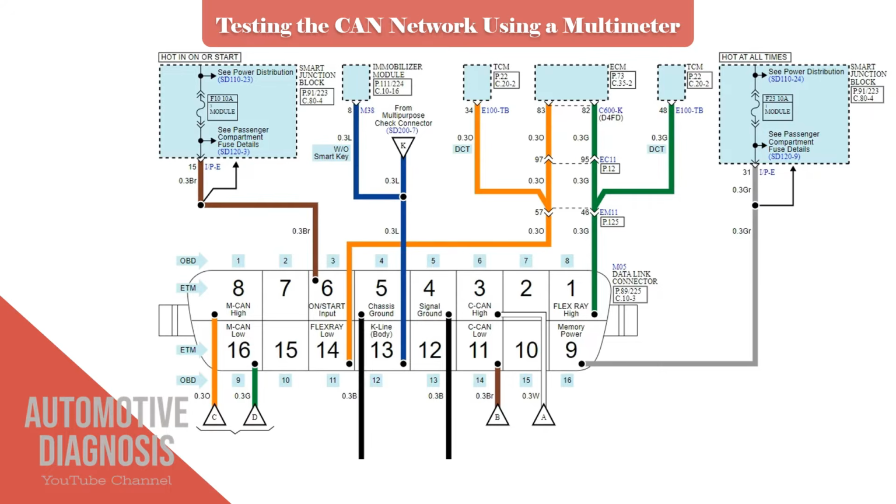The easiest way to check the CAN bus is at the OBD2 connector. As you see, there is one pin for the CAN high and another one for CAN low. So we can check the CAN bus from here.